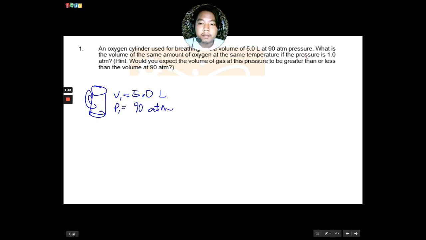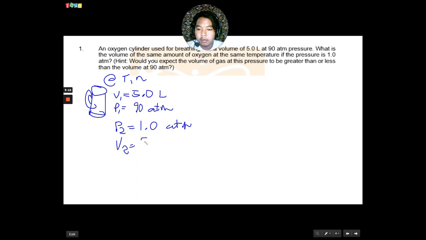So, nasa baba siya. Now, what is the volume of the same amount of oxygen at the same temperature? So, meaning, constant ang ating temperature. Also, constant din ang amount of gas, our n. So, what is the volume of the same amount of oxygen at the same temperature if the pressure is 1.0 atm? So our pressure dropped to 1.0 atm. What would be the final volume?